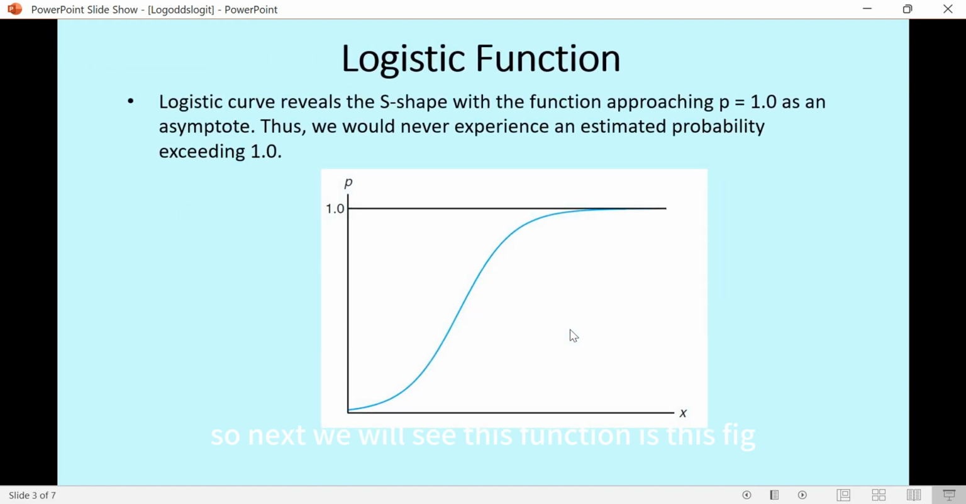Next, this figure illustrates the S shape of the probability. When the explanatory variable function becomes very large, the probability will be close to 1, and on the other side it will be close to 0.